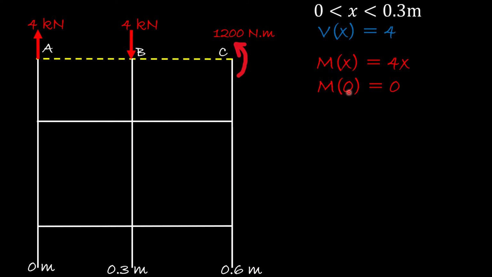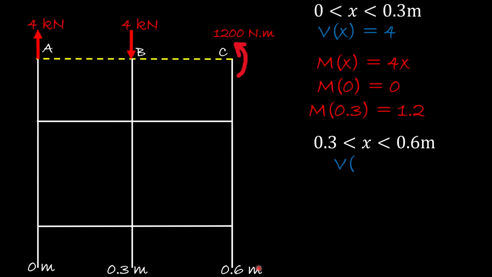When x is 0, it will give us a value of 0. When x is 0.3, it will give you 1.2. Now from 0.3 to 0.6, the moment will be constant at 1.2. So now let's draw the shear diagram.